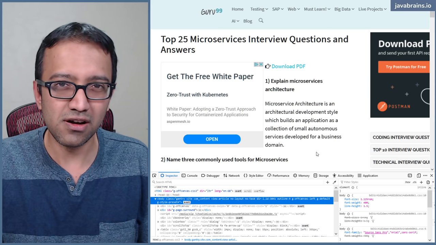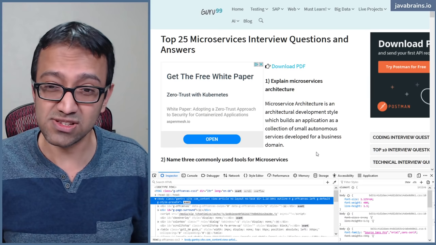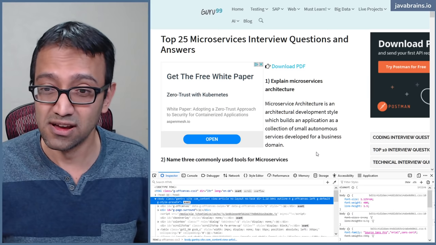So for example, service discovery uses Eureka. Okay, so you use Eureka as a library for doing service discovery. Is that a tool for microservices? I don't know. You have Zipkin, you have Hystrix. All these are libraries. I'd probably go there. I honestly don't know what these guys are talking about.